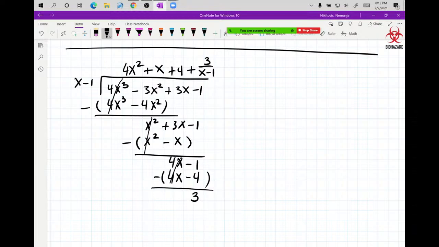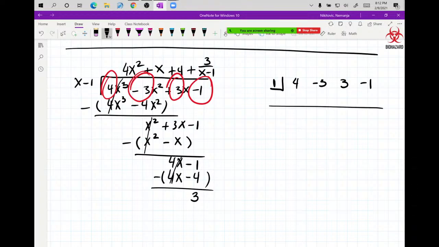But now let's take a look at the synthetic division. That's a 1, because it's the opposite sign, so say a root. And then you go, oh, my coefficients: 4, negative 3, positive 3, negative 1. Those are the coefficients.